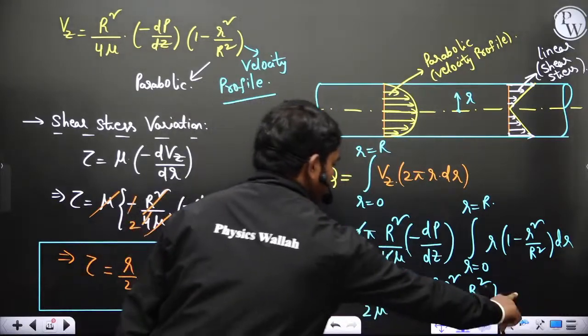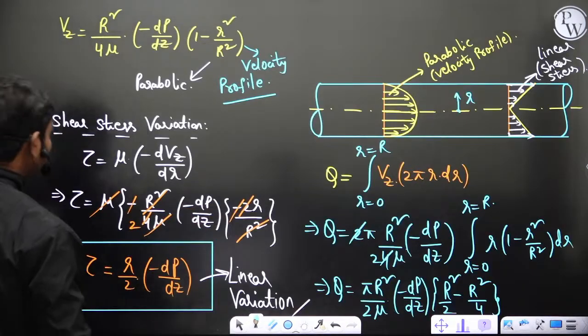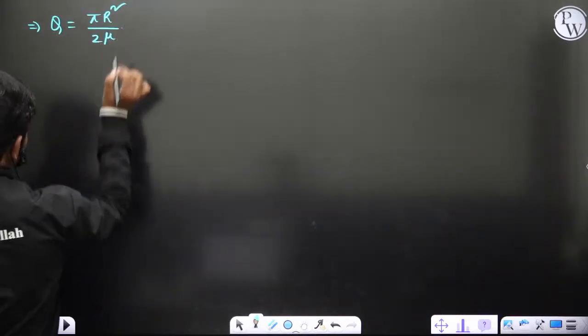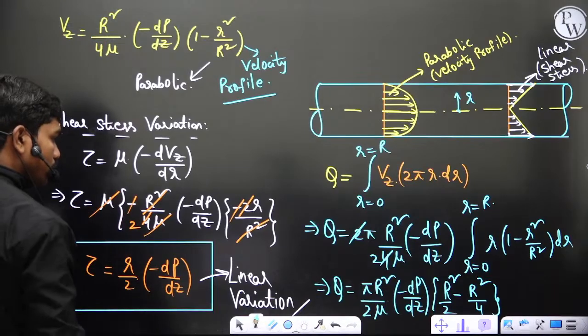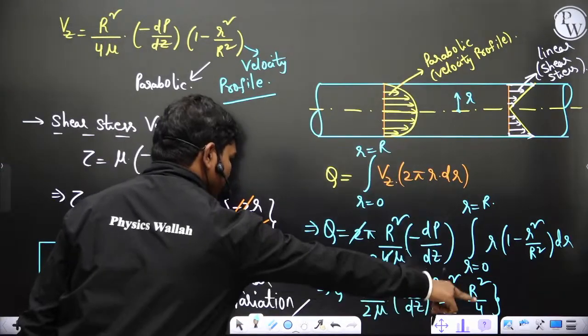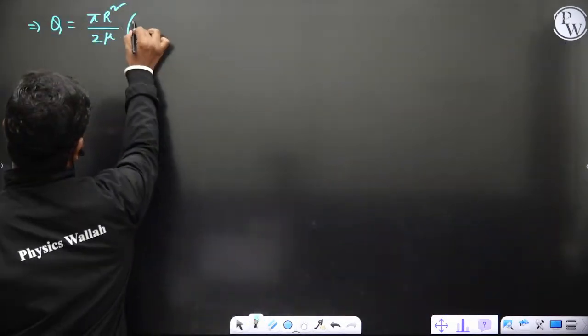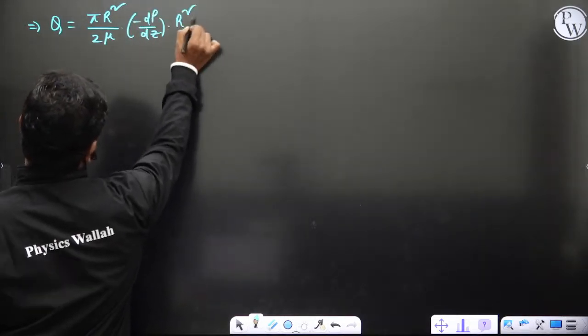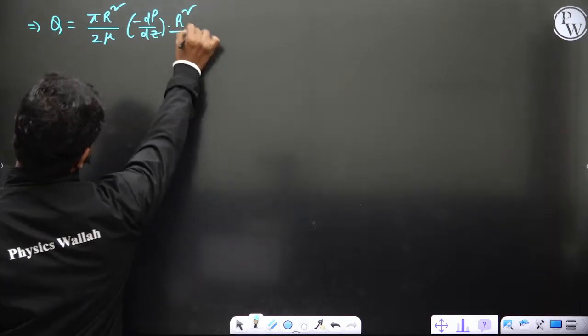Anyway, if you calculate discharge to a pipe, discharge is equal to pi r square by 2 mu, into r square by 4, half minus 1 by 4, so minus dp by dz, r square by 4 actually. Okay, so this is what you have.